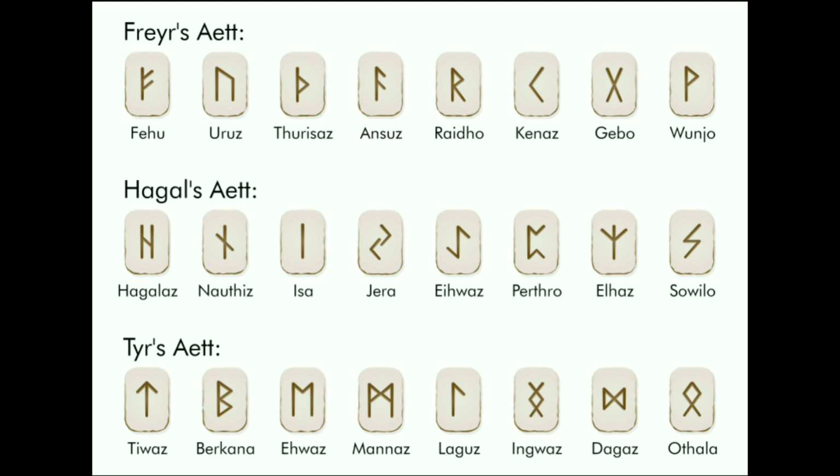The first aet is that of the 8 runes of Freya. This aet begins with the Feu rune. The second is that of Heimdall, Hagal, and it begins with the Hagalaz rune. And the third aet is that of the god Tyr, and it begins with the Tiwaz rune.